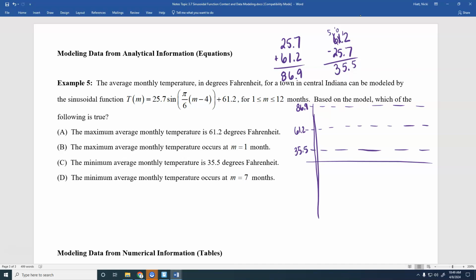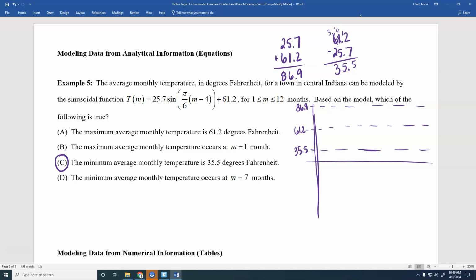So without even going a lot further, which one do you guys think is going to be correct? It's going to be C. Our minimum is going to be at 35.5. A is not correct. That would be your average monthly temperature. The midline gives you the average of what you're looking at because it goes right through the middle, right? So A would be wrong.